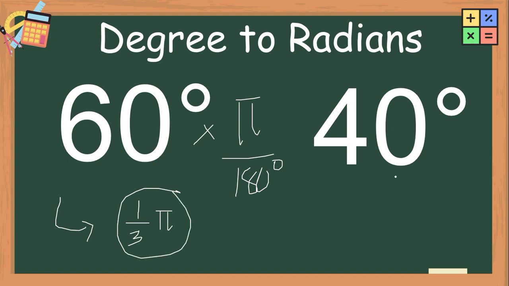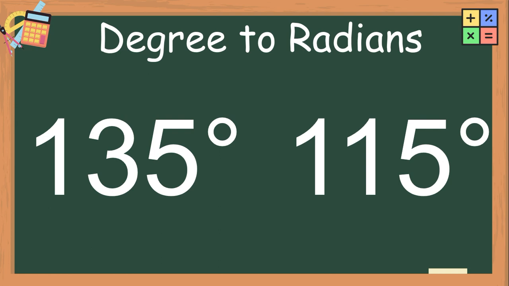What is 40 degrees? 2/9, it's 2 over 9 pi. So you can write or add rad, or kahit wala na, okay lang, kasi may pi naman na. Okay, next. How about 135 degrees to radians? Answer. 3/4. Is it 3 all over 4? Yes po, 3 all over 4 pi rad.